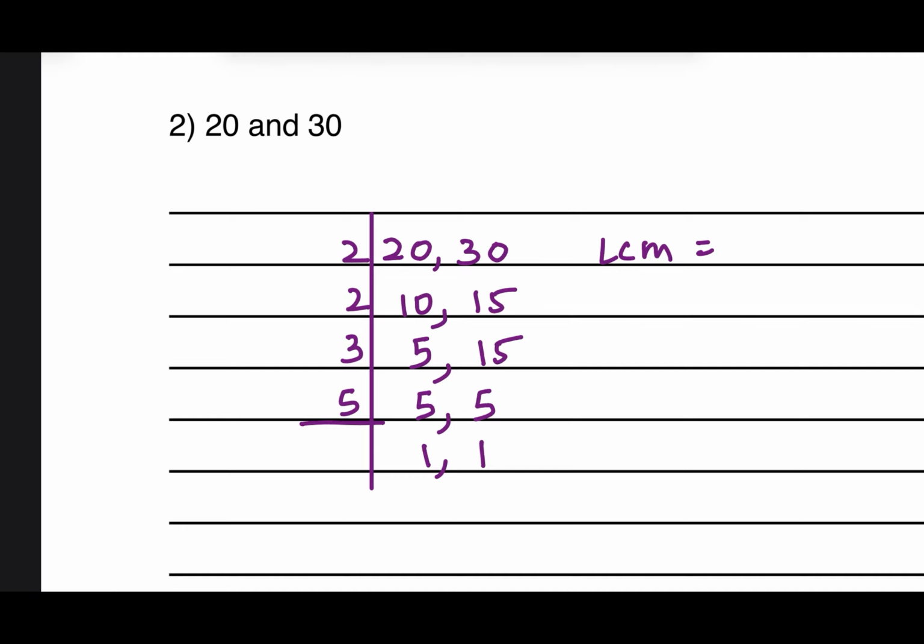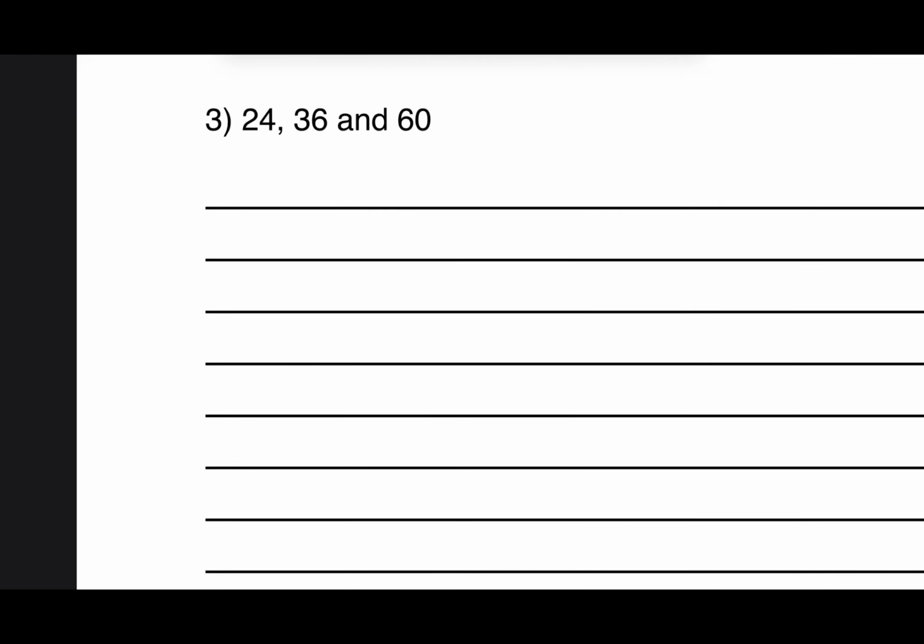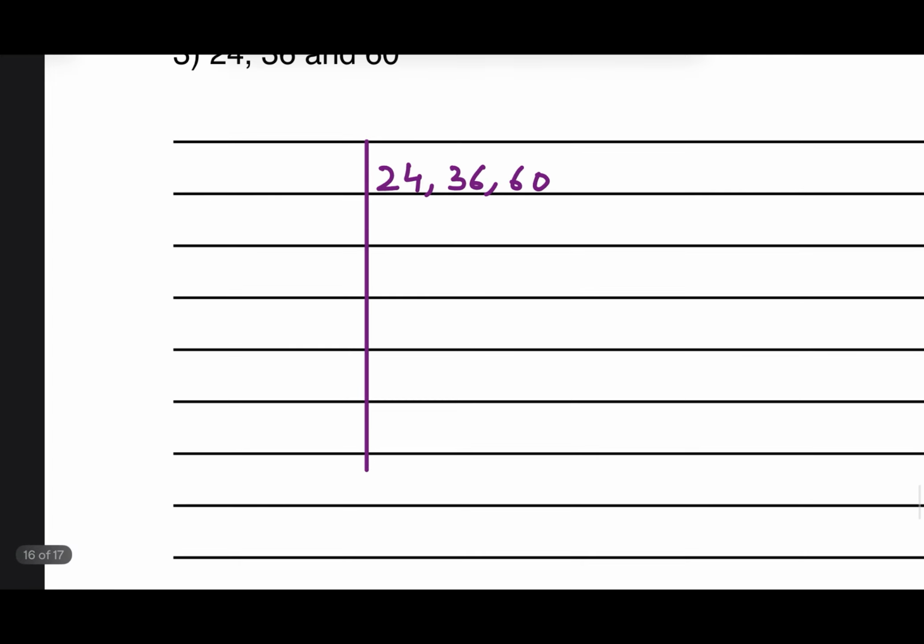You have to mention it like this, okay? 2 into 2 into 3 into 5 is 60, so the LCM is 60. One more sum I will do before you have to try 2 on your own. Okay, here there are 3 numbers. So what am I going to do? I'm going to place all of them next to each other and straight away start with whatever is divisible by it.